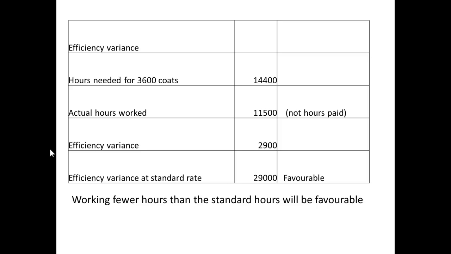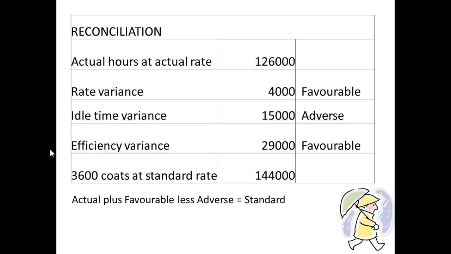The efficiency variance, well, this occurs if we work less hours than were needed according to our standard costs. So the hours needed normally for 3,600 coats would be 14,400, but we only worked 11,500. Note we're only interested now in the hours that were worked, not in the hours that were paid. So the efficiency variance here will be 14,400 minus 11,500, that's 2,900 hours. So at £10 an hour the efficiency variance is 29,000, and that is favourable. Working fewer hours than the standard hours must be favourable.